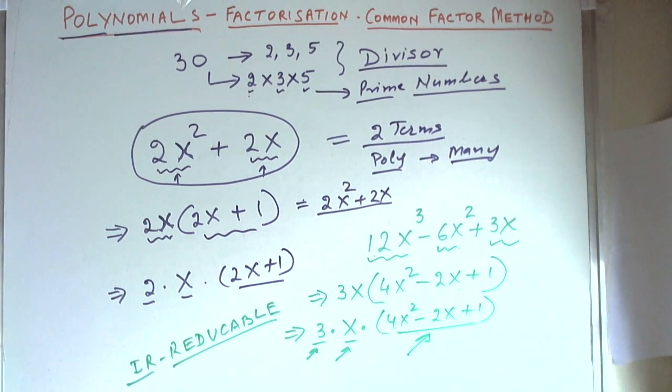So what we have learned here is the factorization of polynomials in a simple situation, and the first simple method is finding a common factor among all the terms of the polynomial and then taking it out. Whenever we see a polynomial, we first look for whether there are any common factors. If there is a common factor, then we first take that factor out. Thank you.